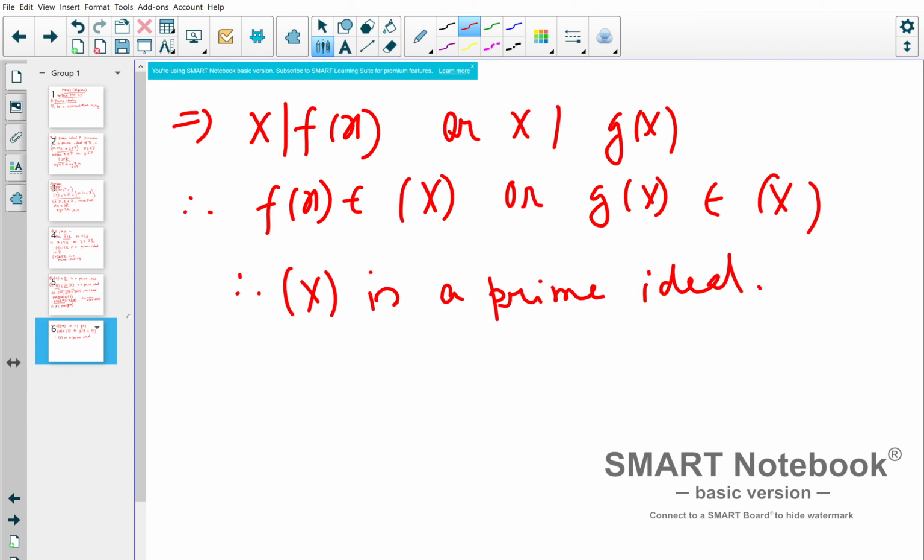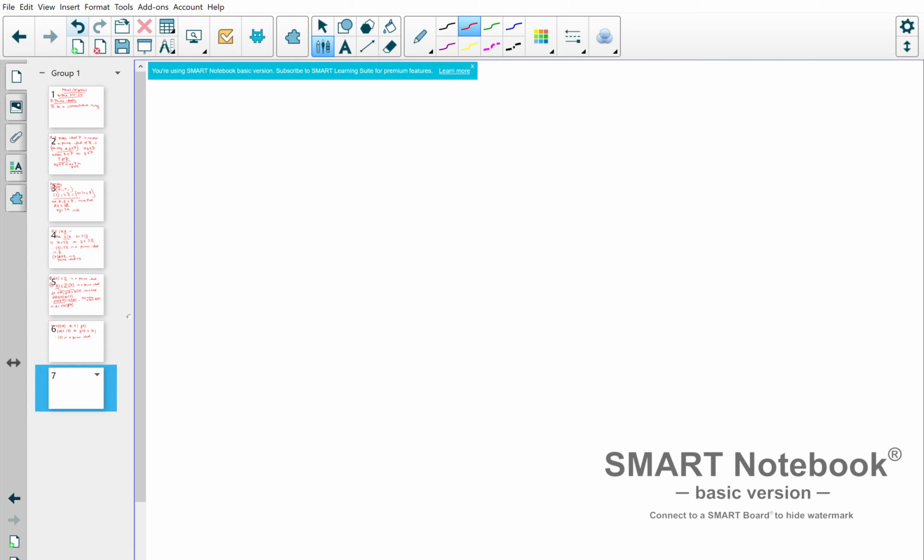Clear? So this is the definition of prime ideal, and you can easily check whether something is a prime ideal or not. Now there is one more way to find out if something is a prime ideal or not, and that is a very important theorem. We will check whether something is a prime ideal using the quotient ring. Okay, so let me write down the theorem.